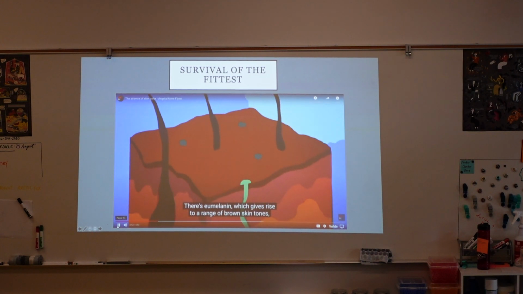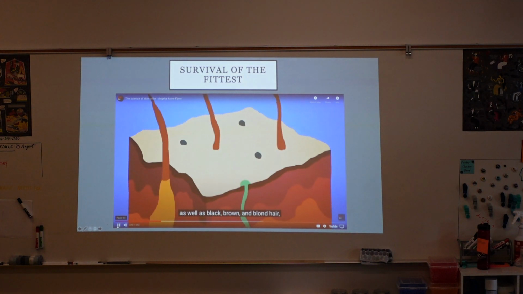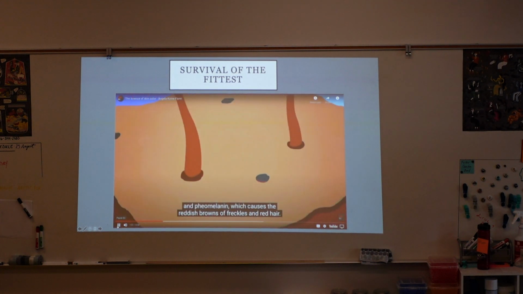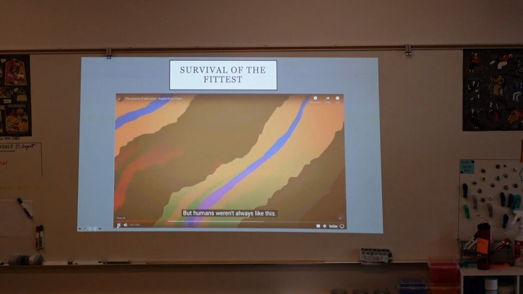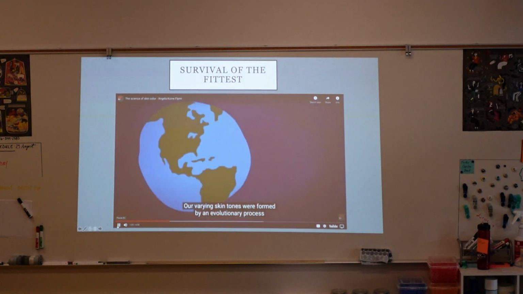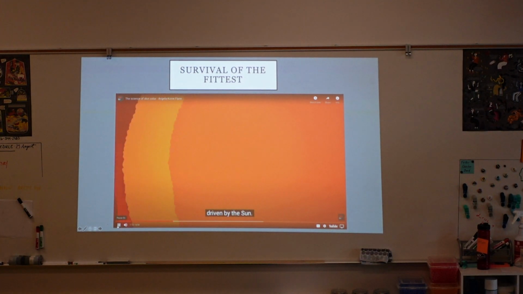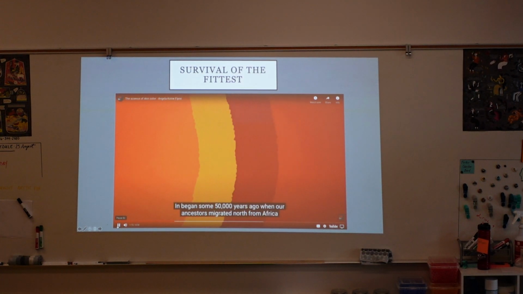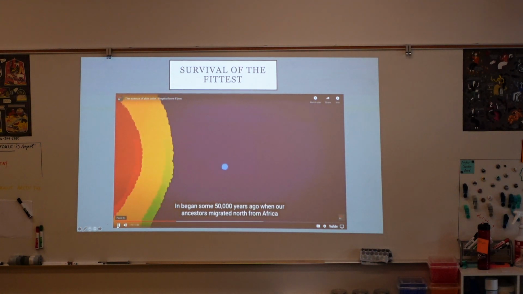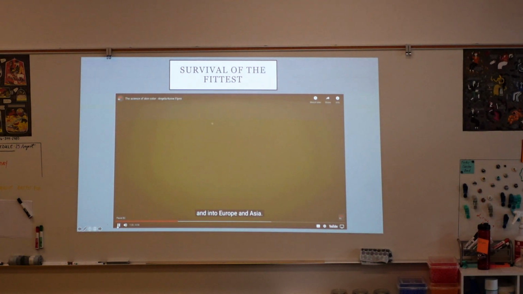There's eumelanin, which gives rise to a range of brown skin tones as well as black, brown, and blonde hair. And pheomelanin, which causes the reddish browns of freckles and red hair. But humans weren't always like this. Our varying skin tones were formed by an evolutionary process driven by the sun. It began some 50,000 years ago when our ancestors migrated north from Africa and into Europe and Asia.